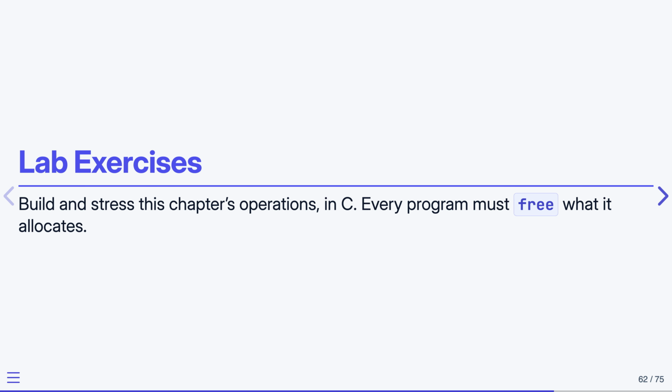Now it is your turn to write some code. In these labs you build and test this chapter's operations. In C there are 3 labs. One rule holds for all of them. Every program must free what it allocates. Each malloc gets exactly 1 free.